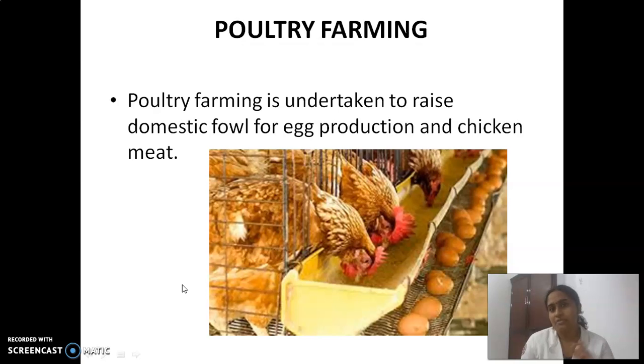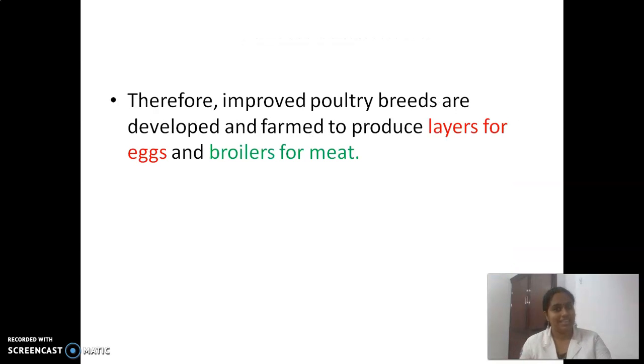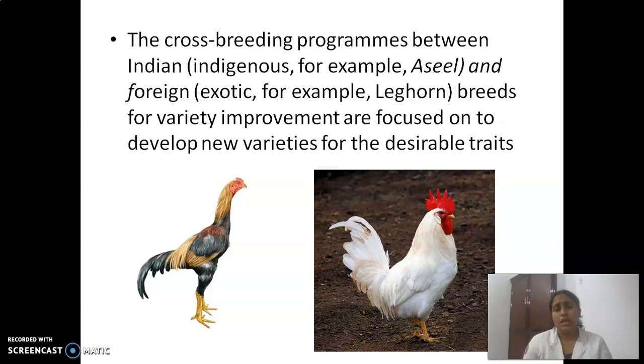Topic: poultry farming. Poultry farming is undertaken to raise domestic fowl for egg production and chicken meat. Therefore, improved poultry breeds are developed and farmed to produce layers for egg and broilers for meat. Clear? So, we can make use of cross-breeding programs by utilizing different applications from the field of biology and biotechnology. We can make use of different breeds between Indian species and a foreign species.